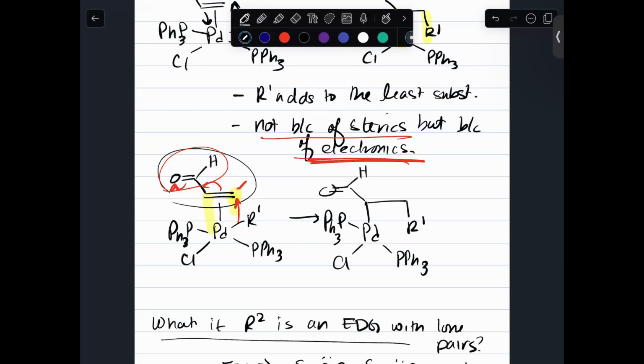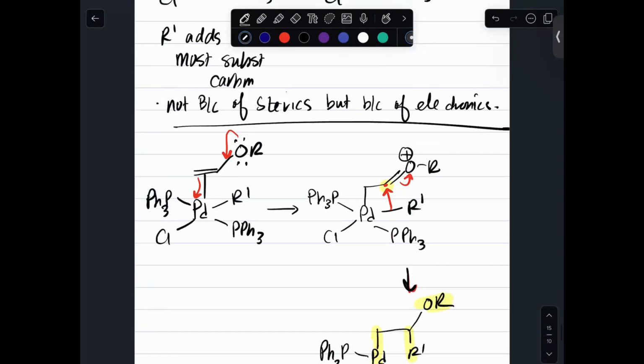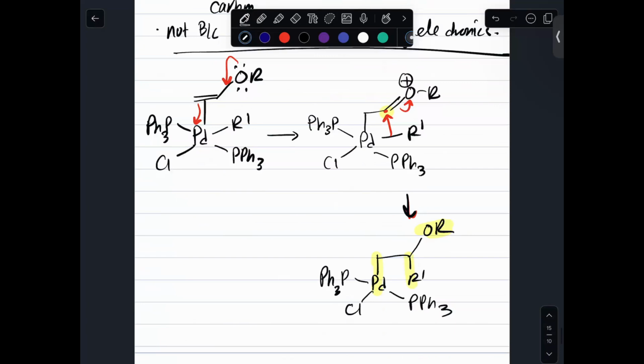It is always syn addition. Migratory insertion is always, always, always syn addition. The carbon bonded to the palladium is always alpha, and then of course beta, always, whether R2 is an electron withdrawing group or an electron donating group. Okay.